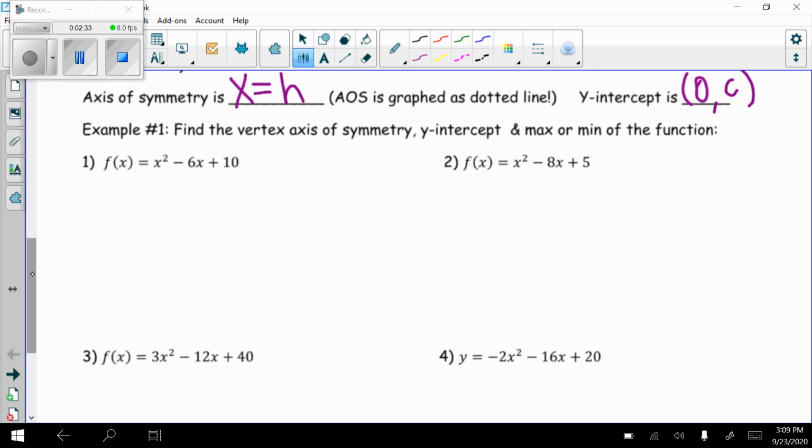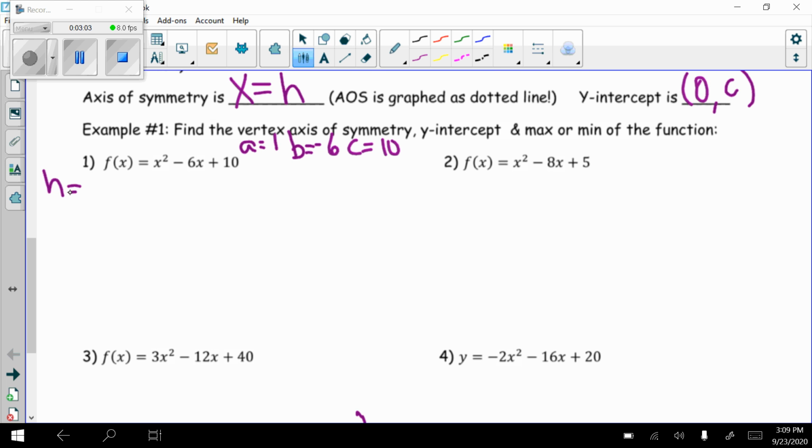So let's look at some examples. We're going to find the vertex, the axis of symmetry, the y-intercept, and then the maximum or minimum of the following functions. So number one, f of x equals x squared minus 6x plus 10. We're going to start out by identifying a, b, and c. So a is 1, b is negative 6, and c is 10. A is just the number in front of x squared, b is the number in front of x, c is your constant.